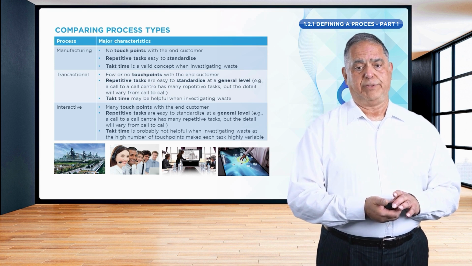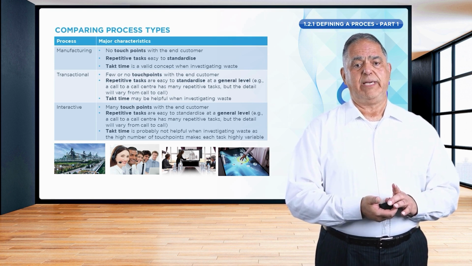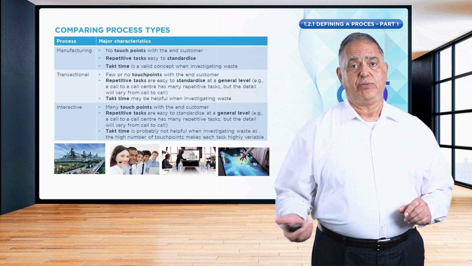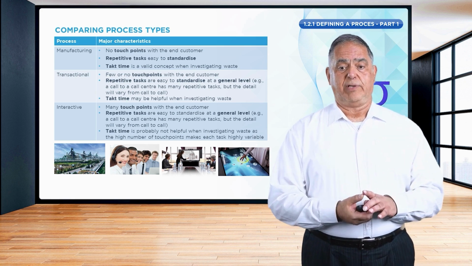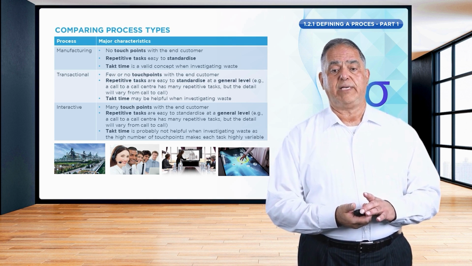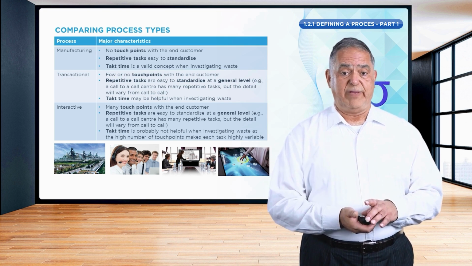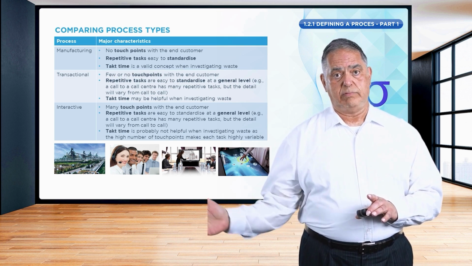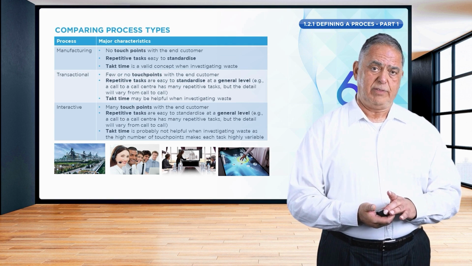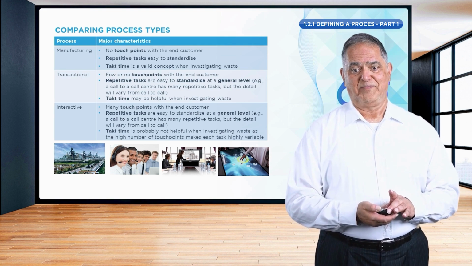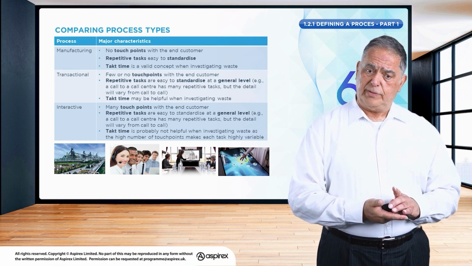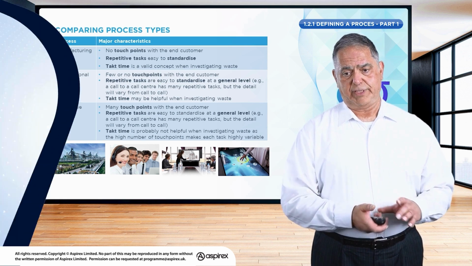And finally, interactive process. In this case, we have many touch points with the end customer. Repetitive tasks that are easy to standardize again at a general level. For example, a call to a call center has many repetitive tasks. The detail will vary between one call and the next call. Takt time probably is not very helpful when we're investigating process waste. And again, I have included some figures indicating the different process types.